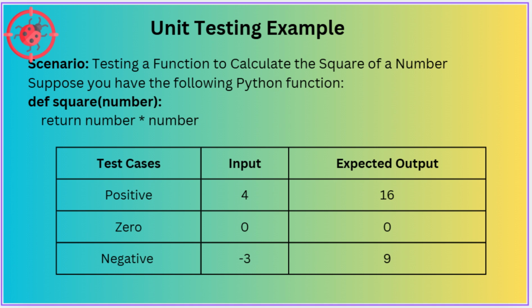If we input 4 into the function, the expected output is 16. If we input 0, the expected output is 0. If we input negative 3, the expected output is 9.